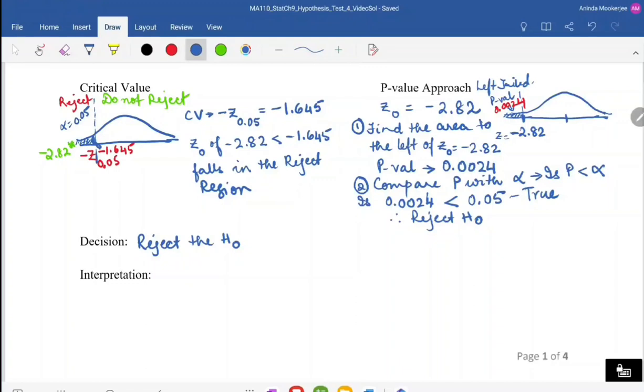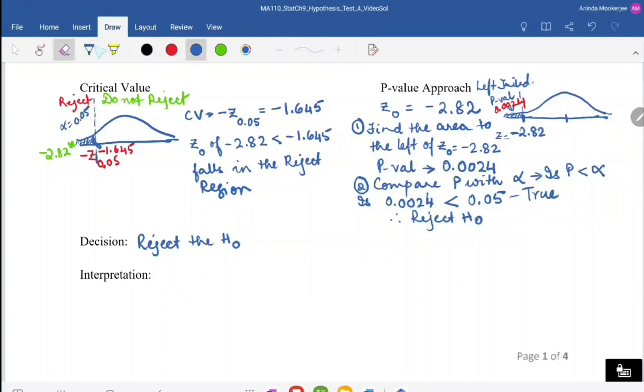Finally, a very important part of this problem, which will carry considerable points, is the interpretation. The way you interpret the hypothesis test is to be written like this. At the, sorry.